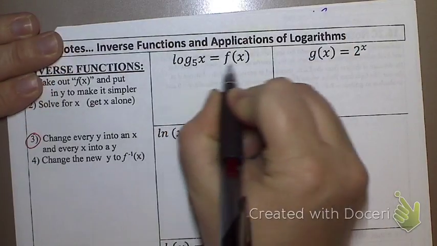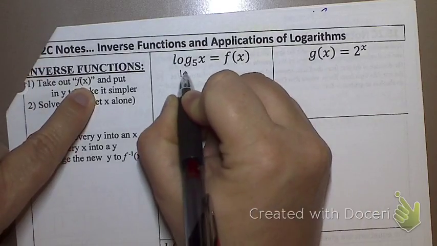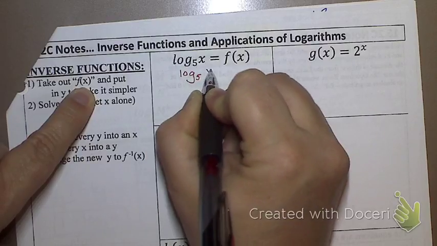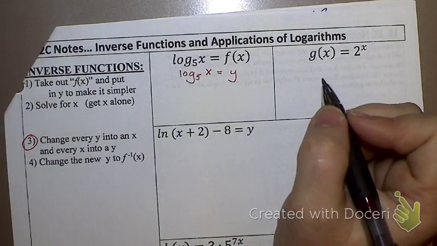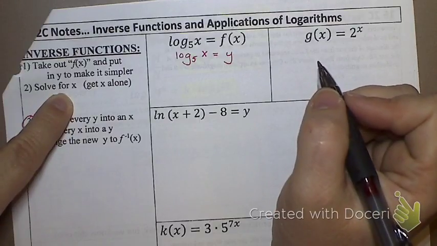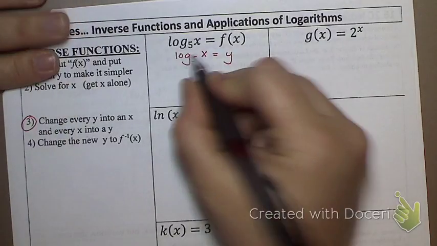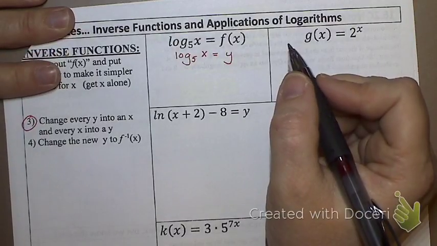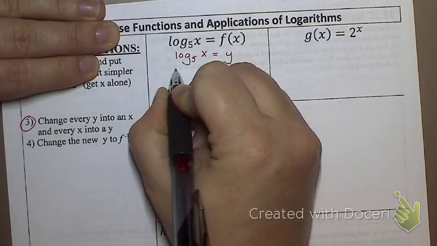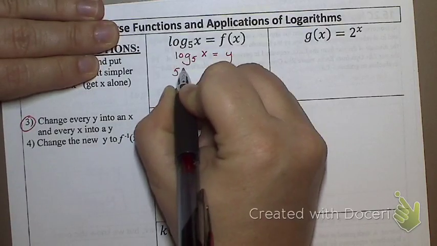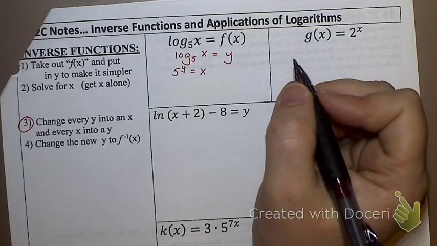If this is my first equation, what does step 1 say to do? Change f of x to y. So that gives me log base 5 of x equals y. So far, so good? What does step 2 say? Solve for x. Get x alone. How do I get x alone if it's stuck with this log? I change it to exponential form. So what would the base be of exponential form? 5 to the what power? Equals, did I get x alone? Yep. So now I can go to step 3.